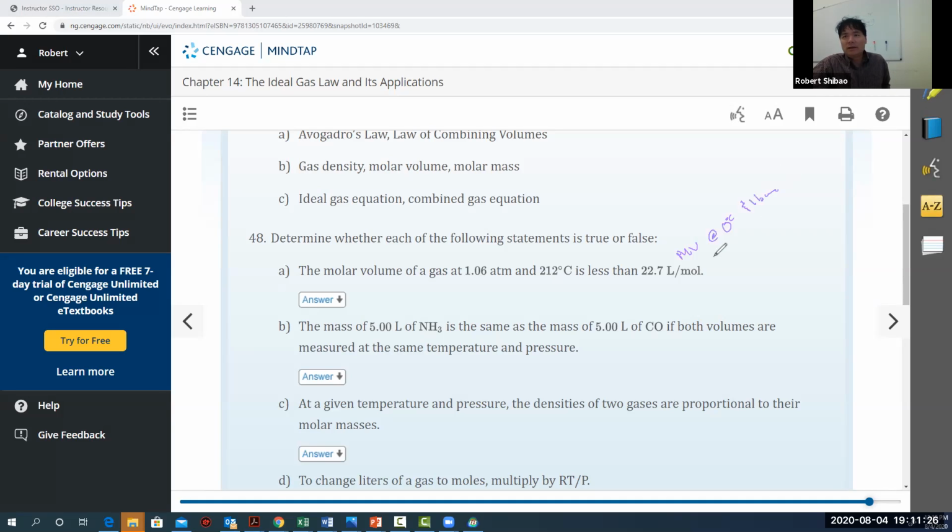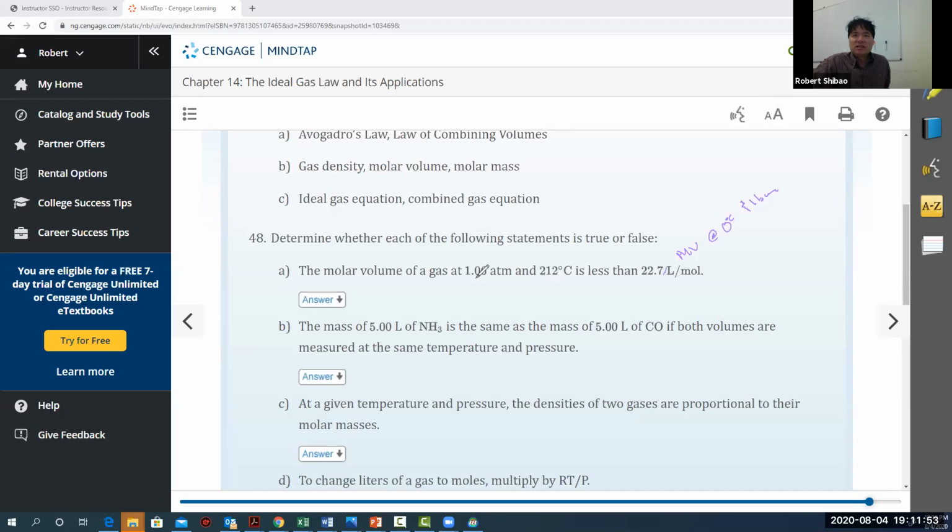Now, I had to memorize 22.4. That was the molar volume of gas at 0 degrees C and 1 atmosphere. This 22.7 is the molar volume at 1 bar. So it's a little bit bigger than what I had to memorize, because 1 bar is lower than 1 atmosphere, a little bit lower pressure.